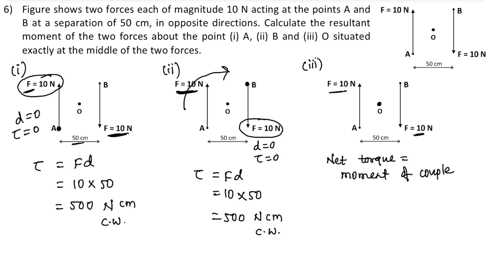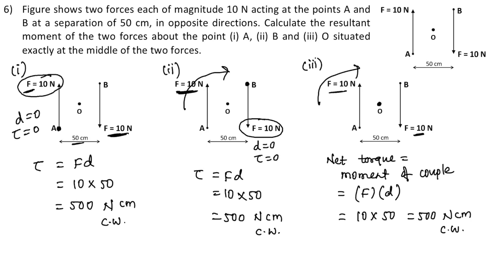Why moment of couple? Because these are the two forces equal in magnitude, opposite to each other and acting at different points. So moment of couple is magnitude of any one force into distance between the two forces, that is 10 into 50. So again the answer is 500 Newton centimeter, and the net moment is clockwise. Why? Because the force acting in upward direction generates the torque clockwise, and the force acting in downward direction also generates the torque in clockwise direction. So the net moment or the moment of couple is 500 Newton centimeter clockwise.